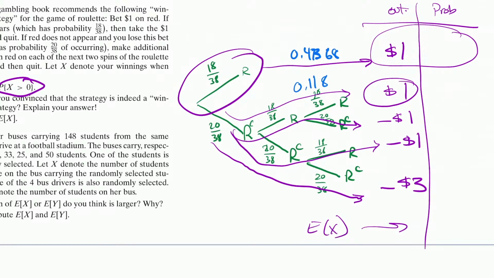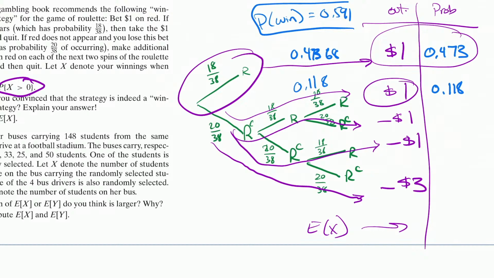So there's 0.118. So that's 0.118 plus 0.473. Wow, that's really funny. 0.473, 0.118. Yeah, so the probability of coming away a winner using this strategy is 0.591. Fascinating. That's why it seems so likely, why people are fooled. Okay, because there's a better than 50% chance that you walk away a winner.